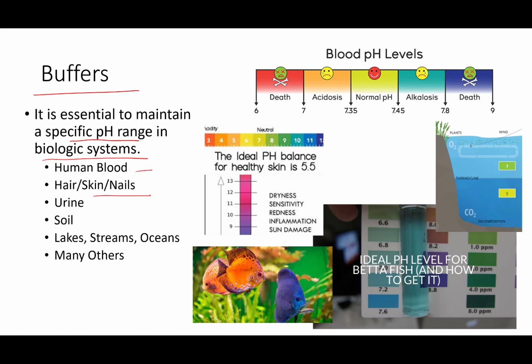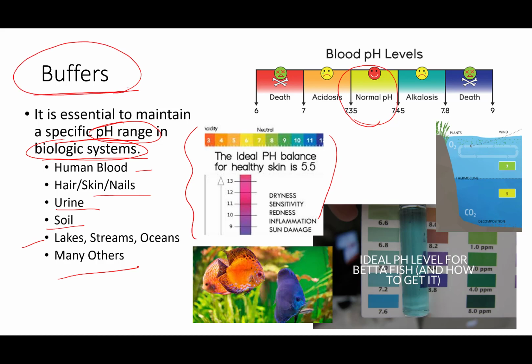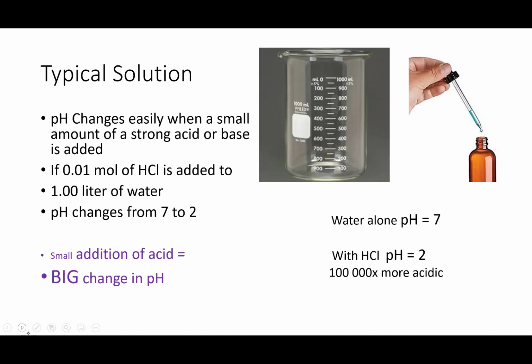Your skin, hair, and nails have a preferred pH range. Your urine, soil, aquatic systems, lakes, streams, oceans, and many other locales. The range of pH so that animals, organisms, or parts of your body are healthy and well have very unique and narrow ranges where those pH levels have to be. And they can be thrown off incredibly easily. And buffers chemically help maintain those narrow pH ranges.